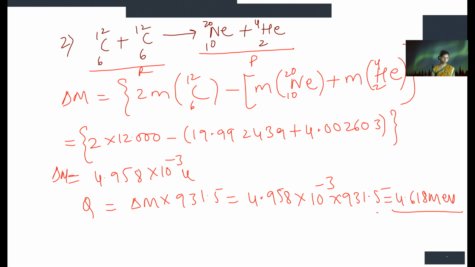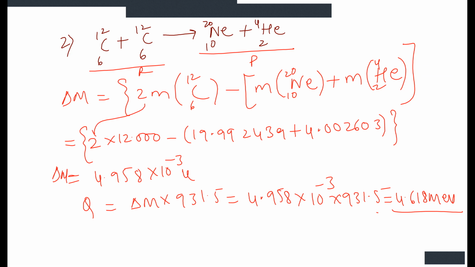So I hope you got this one. Shall we move to the next one? Okay. So 2 is kept as it is, mass of carbon, and this is mass of neon, and this is for helium. So next we shall see the next question.